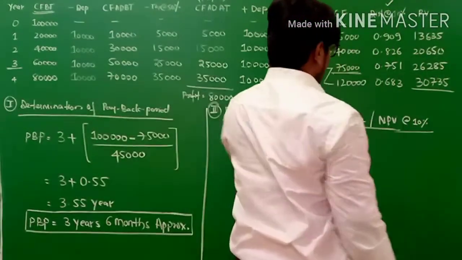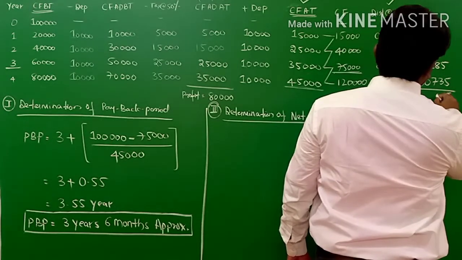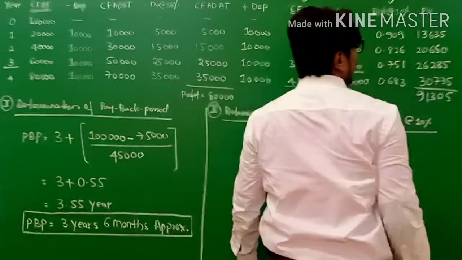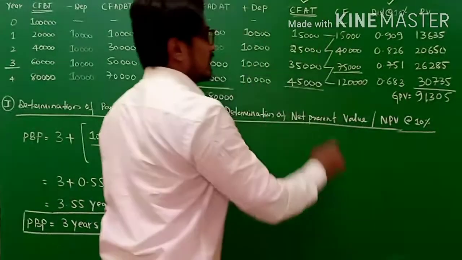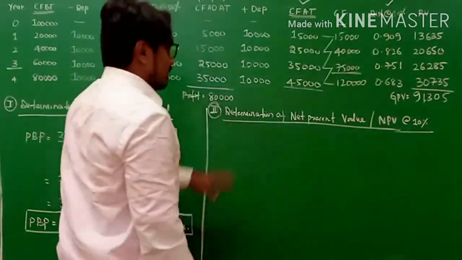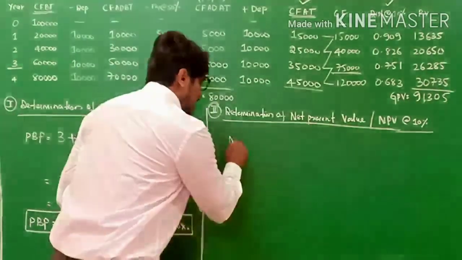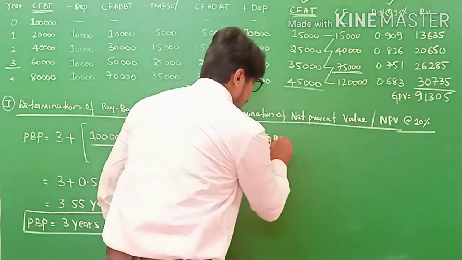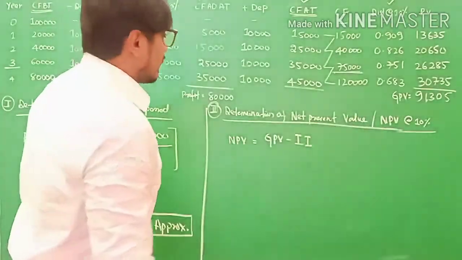If you total this, you will get 91,305, the gross present value, my friends. So the gross present value is 91,305. Here the heading is determination of net present value, NPV at 10%. So NPV, net present value, equals gross present value minus initial investment. This is the formula to find out net present value.